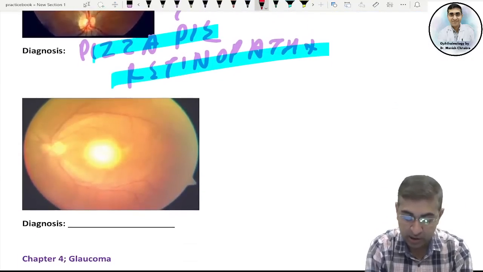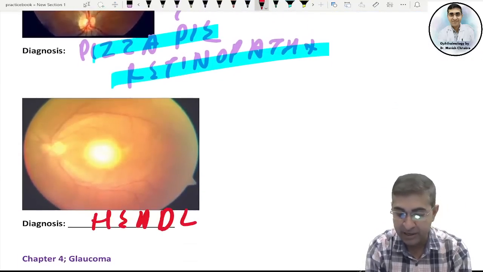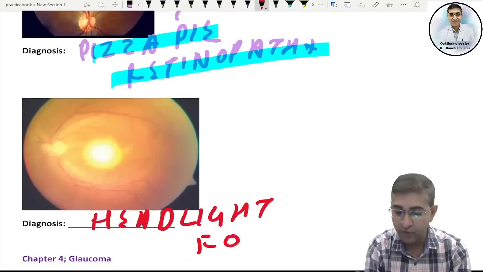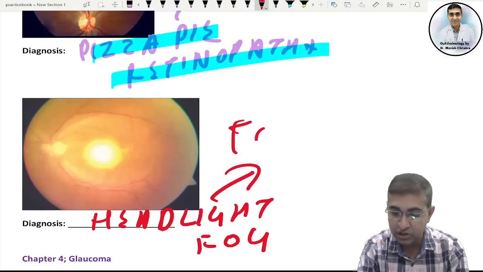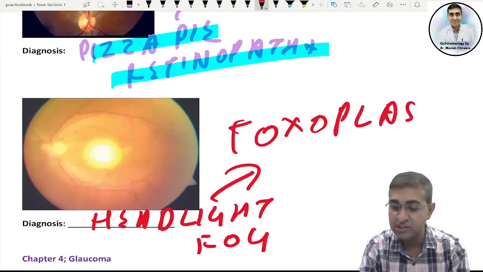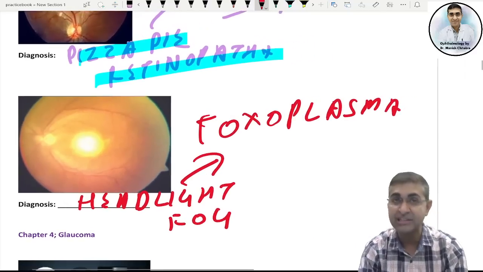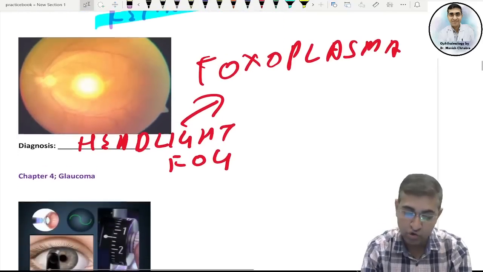Okay, what is this image now? This image is your headlight in fog appearance. I repeat, headlight in fog appearance. It is seen in which condition? Toxoplasma. So it is seen in toxoplasma chorioretinitis, which means posterior uveitis, toxoplasma infection.